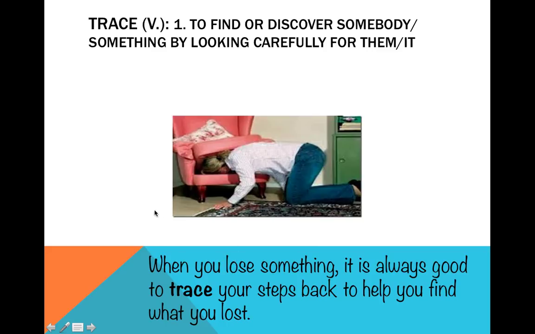You look back. You start tracing the places that you went before, what you did before. So you start looking for something. You start to look very carefully for that item that you lost. You trace your steps back before you lost the item.